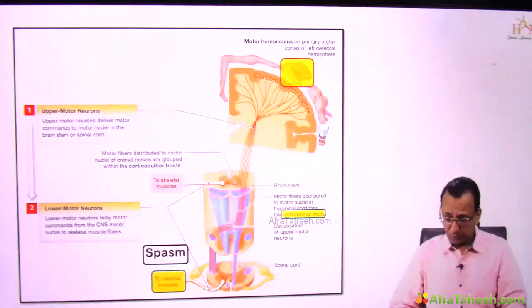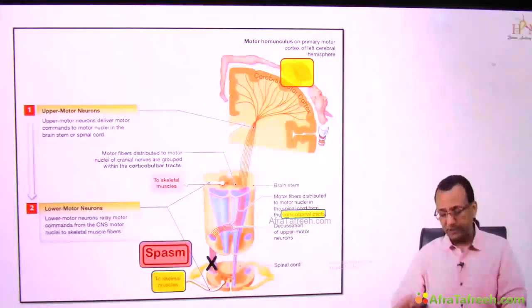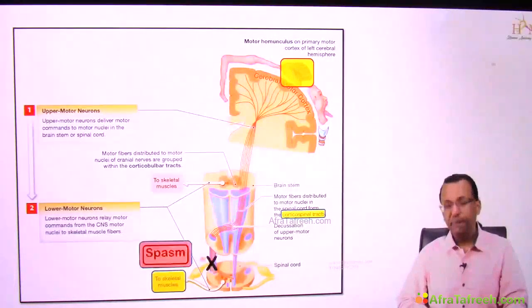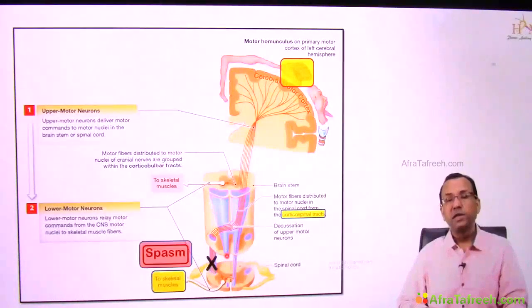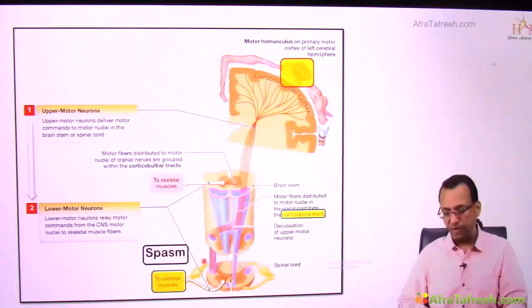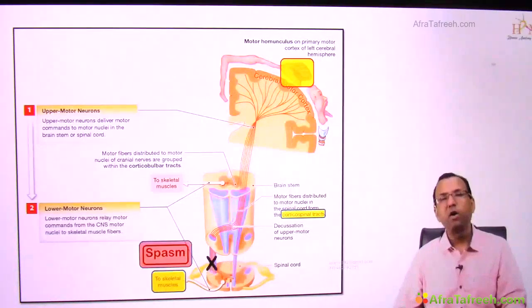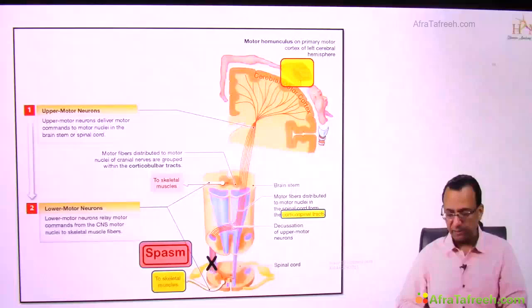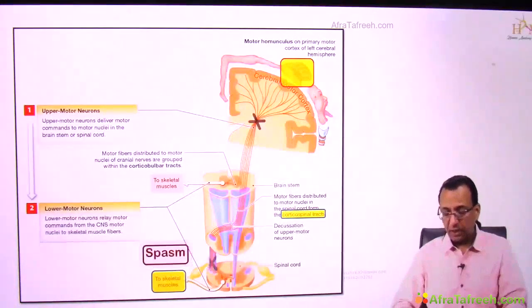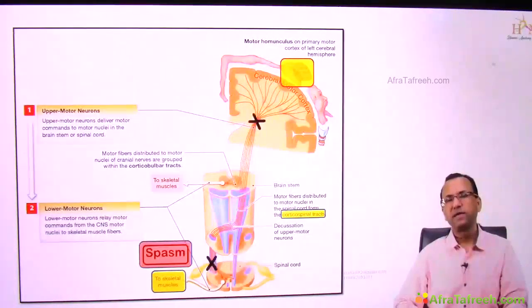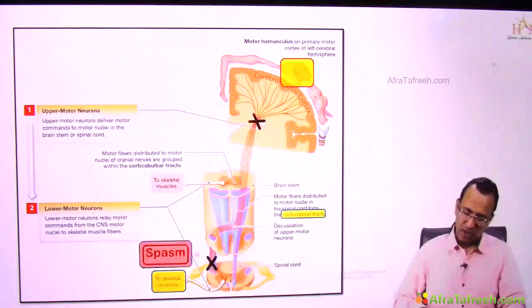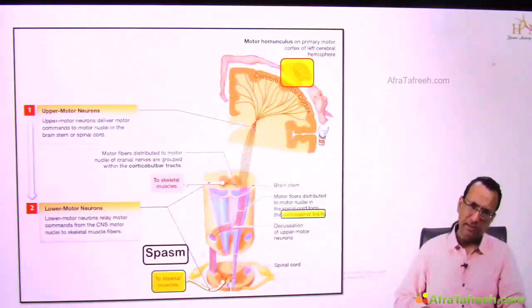Now, after decussation, if there is an injury to the pyramidal tract, then where will be the spastic paralysis? If there is injury to the pyramidal tract after decussation in the spinal cord, where will be the spastic paralysis? It will be on the same side. This time it is ipsilateral. Yes, understand. Injury in the brain, there will be contralateral spastic paralysis. And injury in the spinal cord, there will be ipsilateral spastic paralysis.